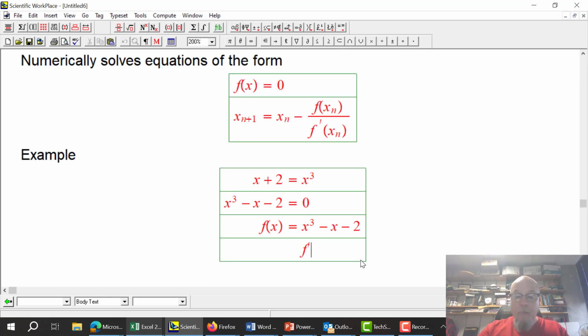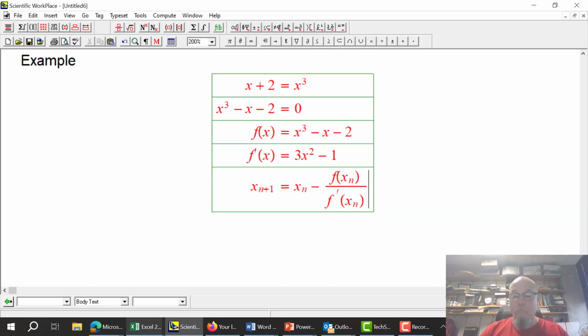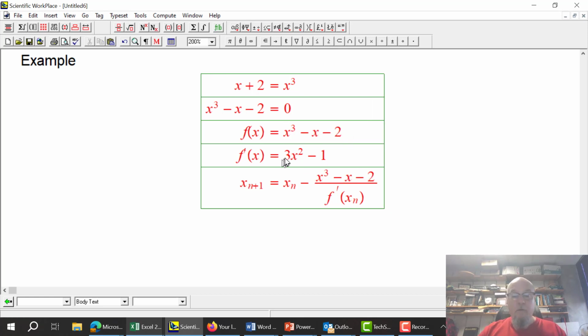F prime, that's going to be 3x squared minus 1. And so I've got the function to plug in. So let's get our formula together here. Our function that we're trying to find the roots of goes on the top. The derivative goes on the bottom. And all of these x's in here are all x of n.